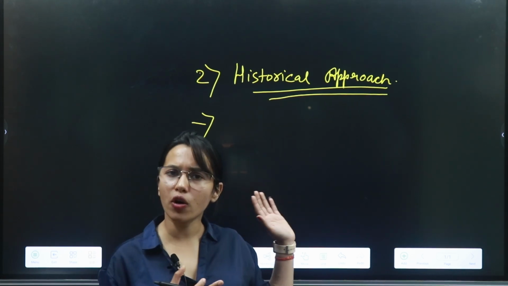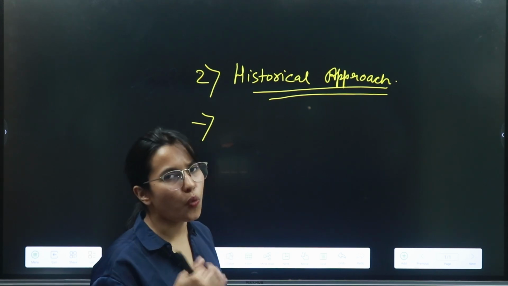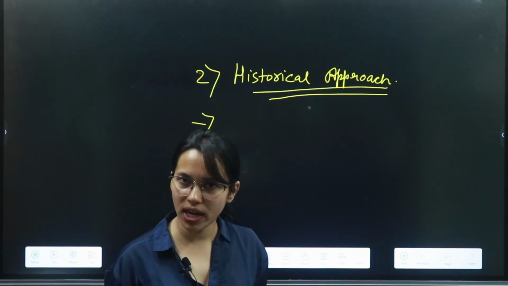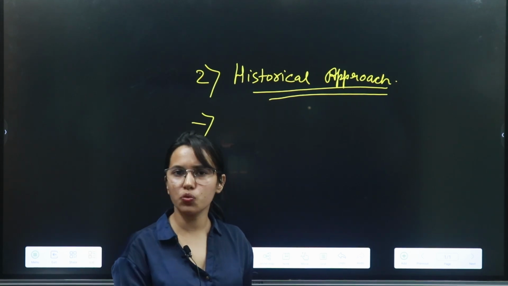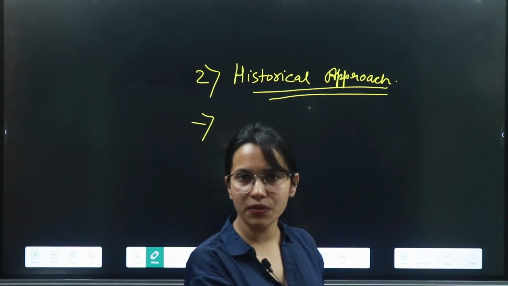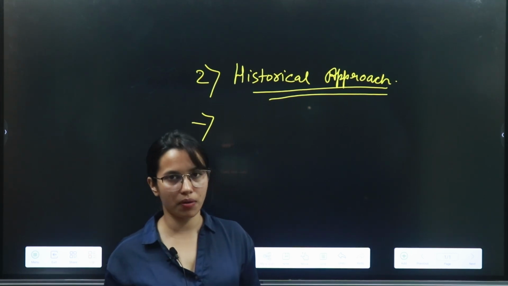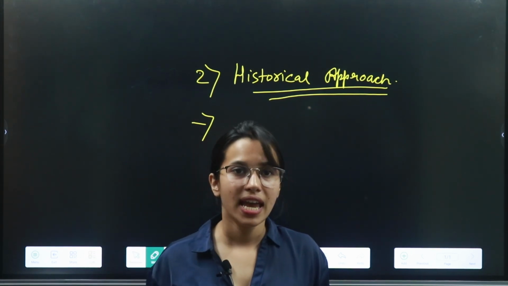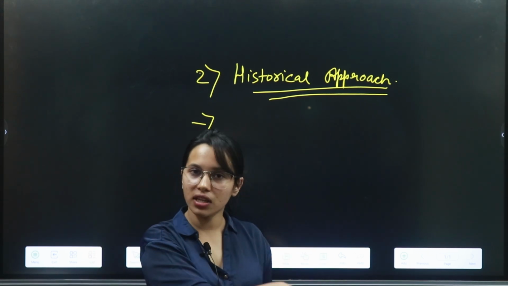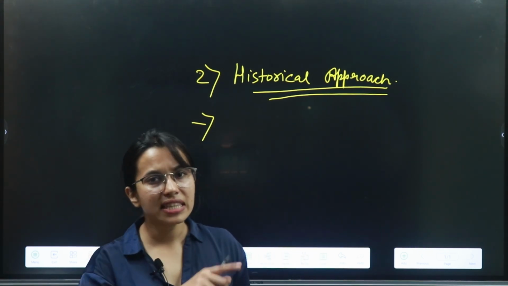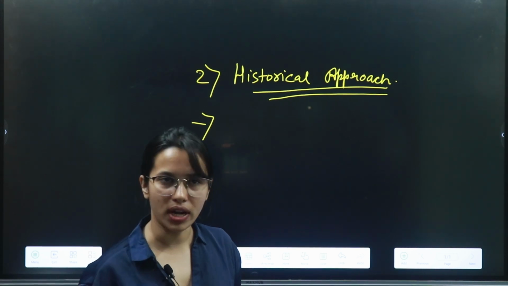So what is the historical approach to the study of Indian politics? That means whatever is stored in our history as knowledge, as information, whatever data we have, whatever kinds of events we study, we try to relate them to today's modern society and modern problems and modern events. And when we compare these, then we take a similar kind of decision to what was taken in history in today's society. That is known as the historical approach to the study of Indian politics.